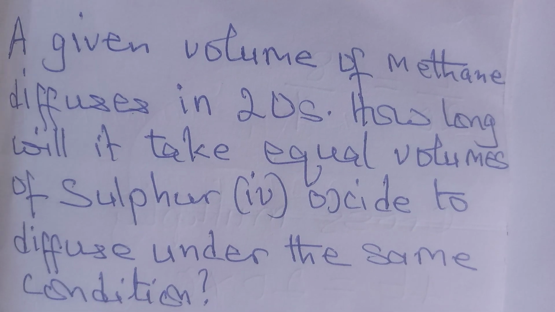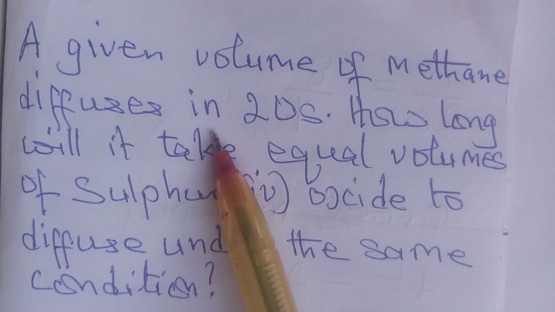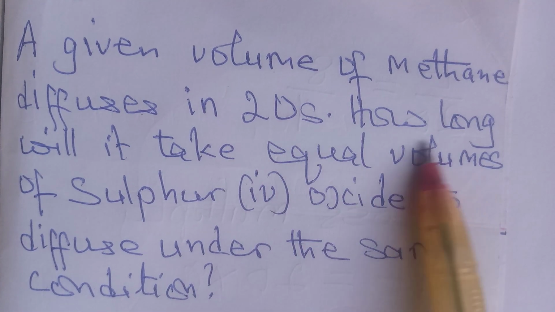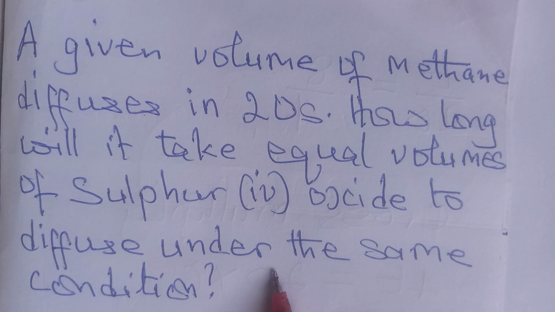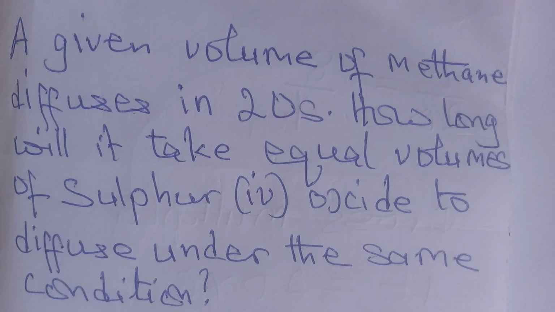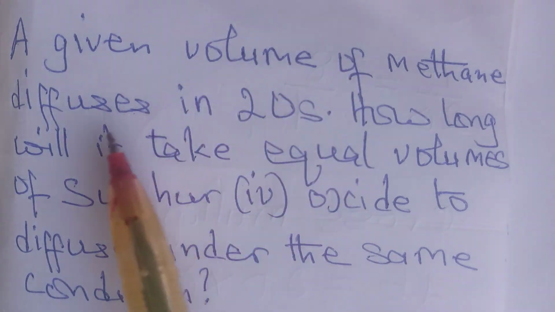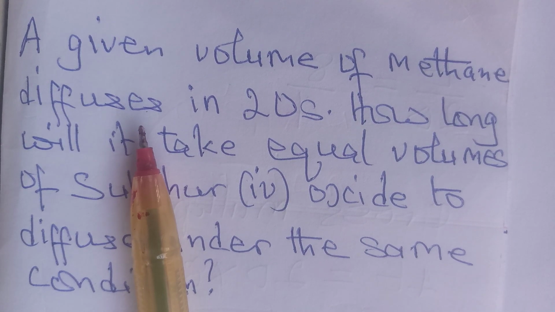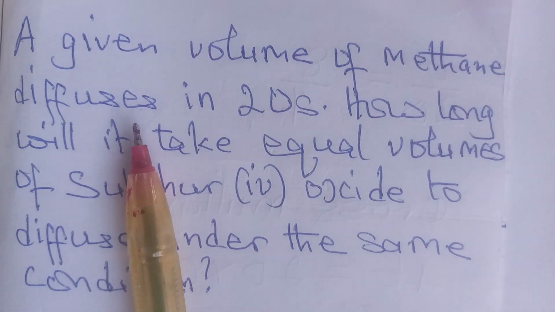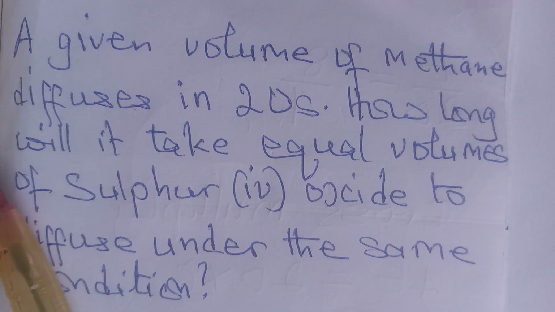Now let's look at the second case we presented. A given volume of methane diffuses through a porous pot in 20 seconds. How long will it take equal volume of sulfur 4 oxide to diffuse through the same pot under the same conditions? Now again, we do not have any information concerning the densities. All we do know is that the first gas is methane and the second gas is sulfur 4 oxide.